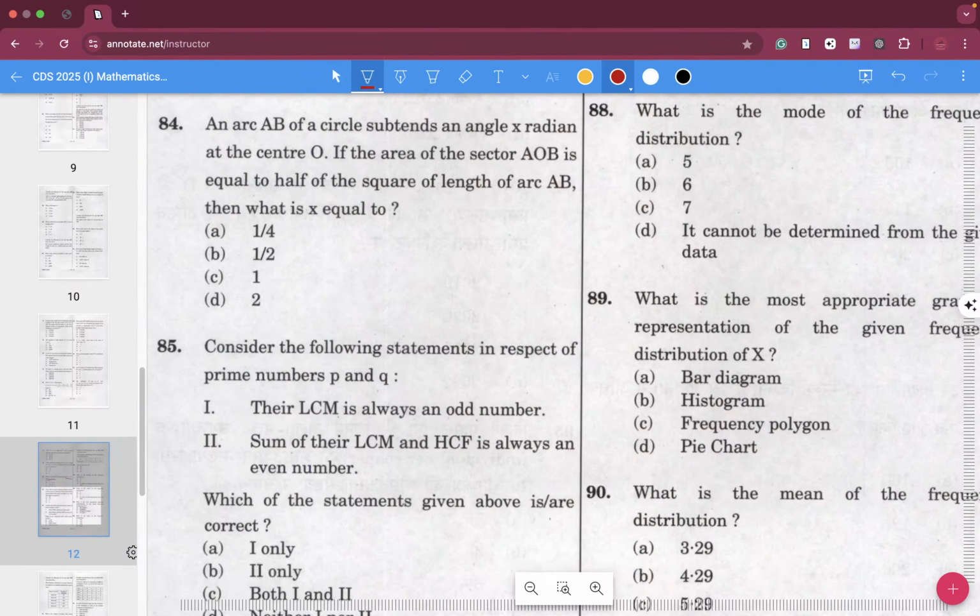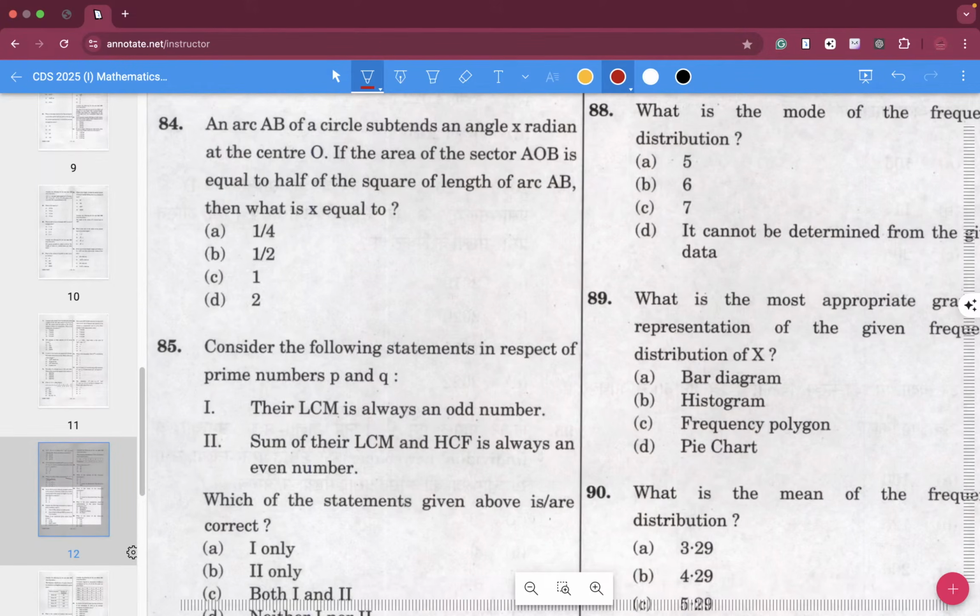Okay, so now we'll move to question number 84. An arc AB of a circle subtends an angle x radian at the center O. If the area of sector AOB is equal to half of the square of the length of arc AB, then what is the value of x equal to?